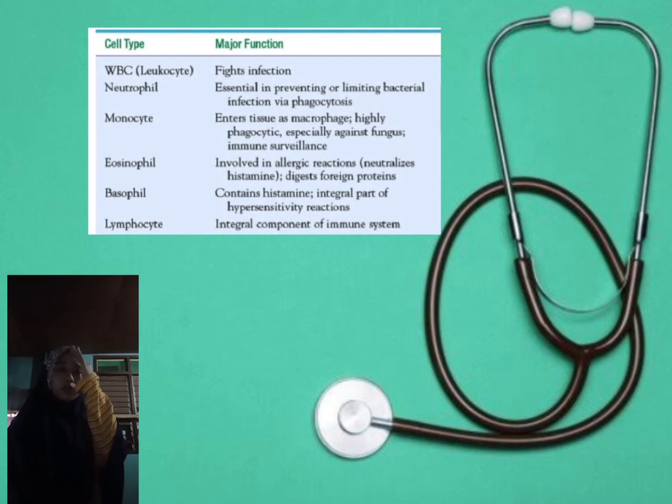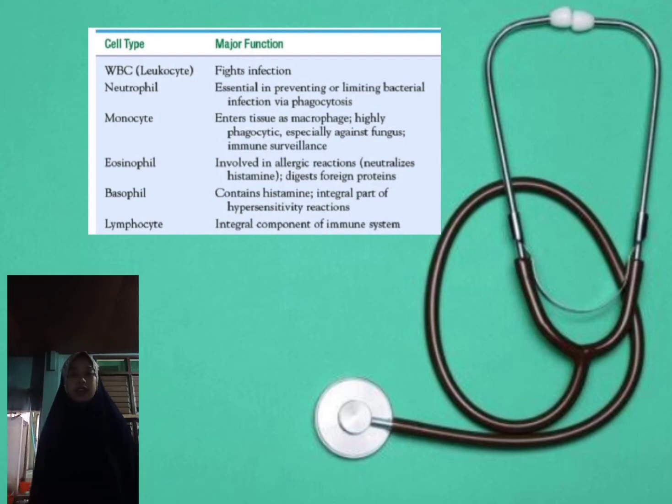The next one is the basophil. Basophils contain histamine, are an integral part of the hypersensitivity reaction, and play a part in immune surveillance. This means they have the ability to help detect and destroy some early cancer cells.